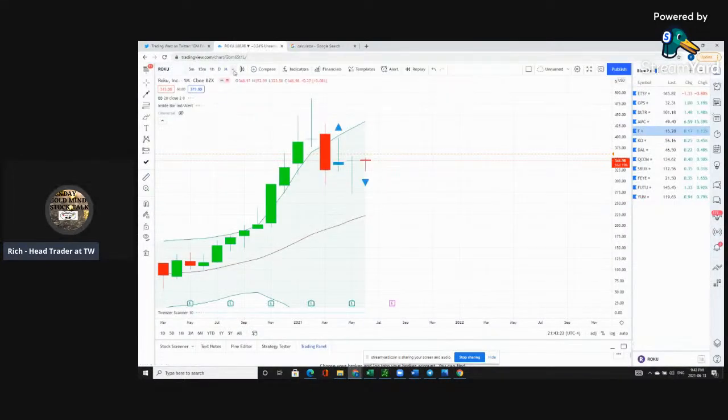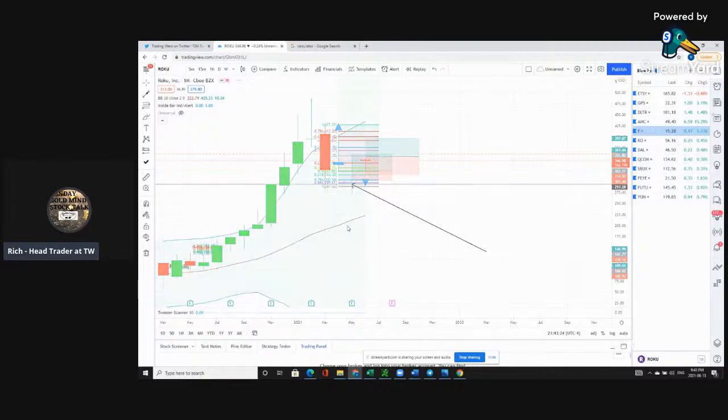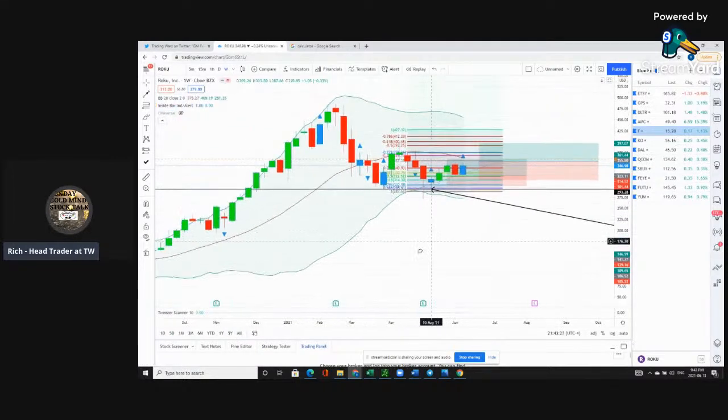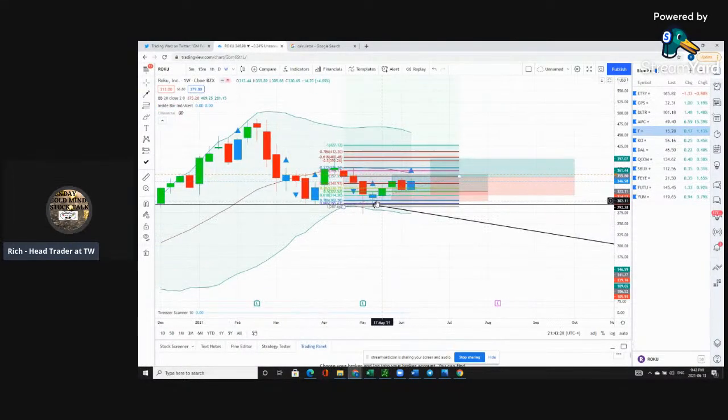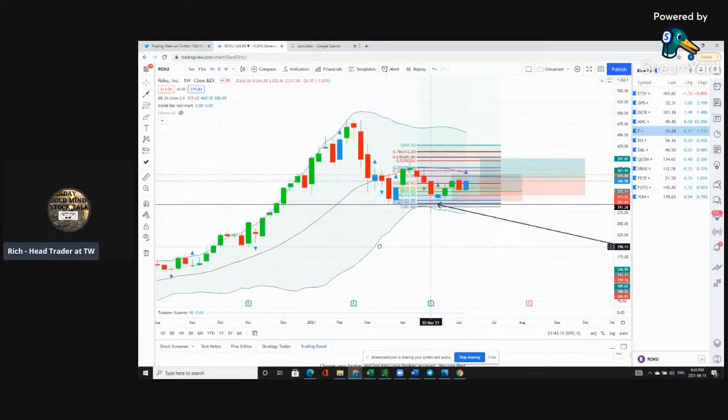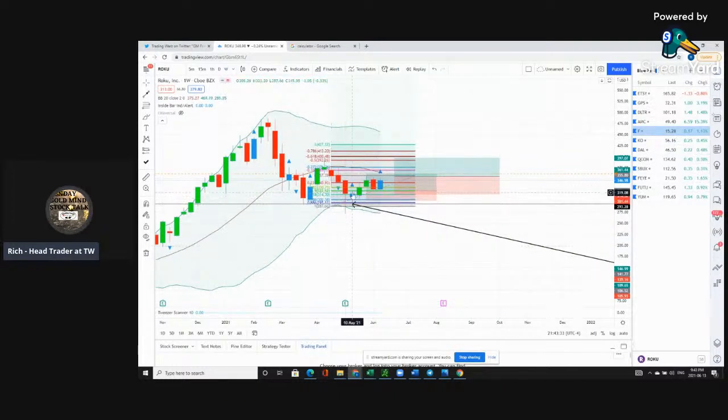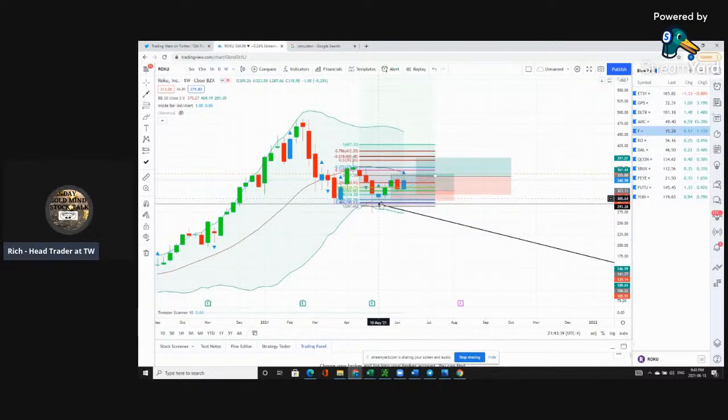So I am still in Roku. I got into Roku back here, guys, right there on that inside bar. So I'm still holding Roku right now. I hit a few targets on the way up, and then I'm still in Roku. As long as my stop loss holds, which is right around here, around 300, I think Roku can continue higher. So I'm already in a position there, and I'm just waiting to see what's next.